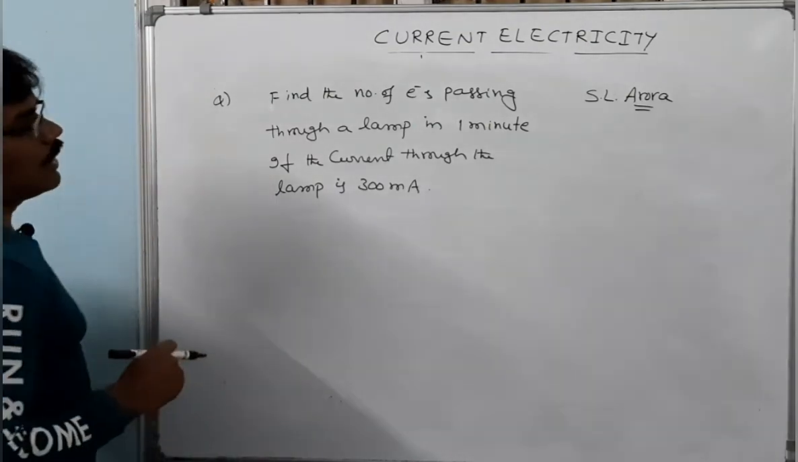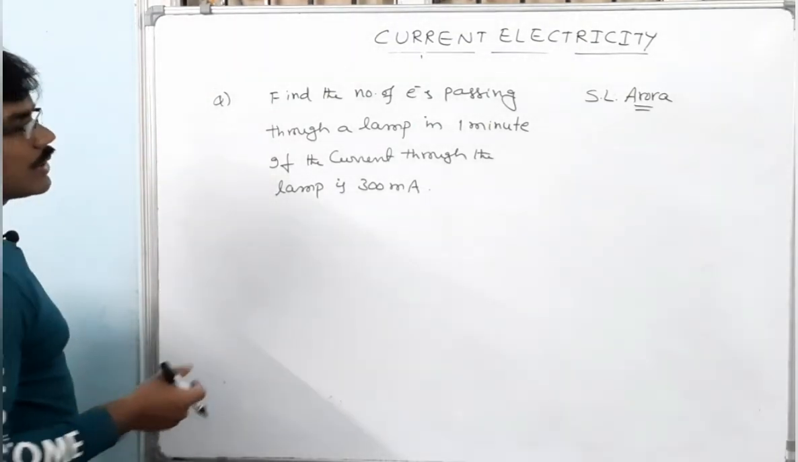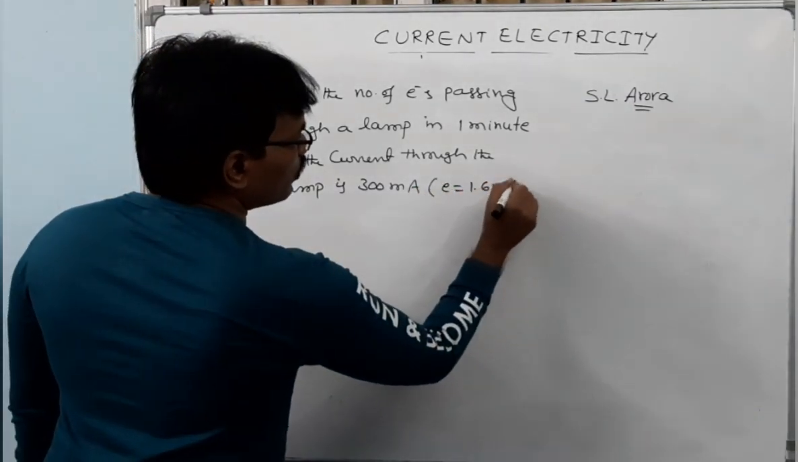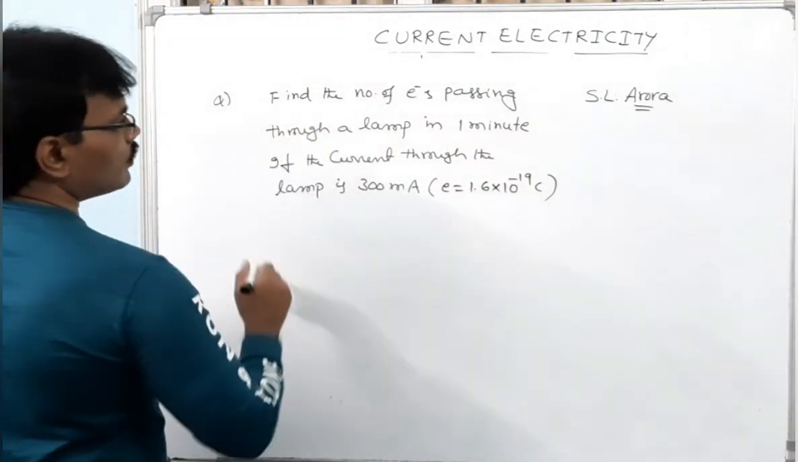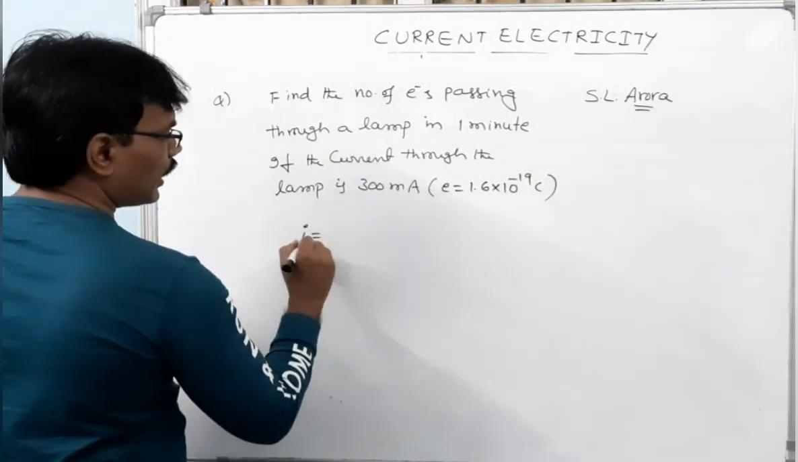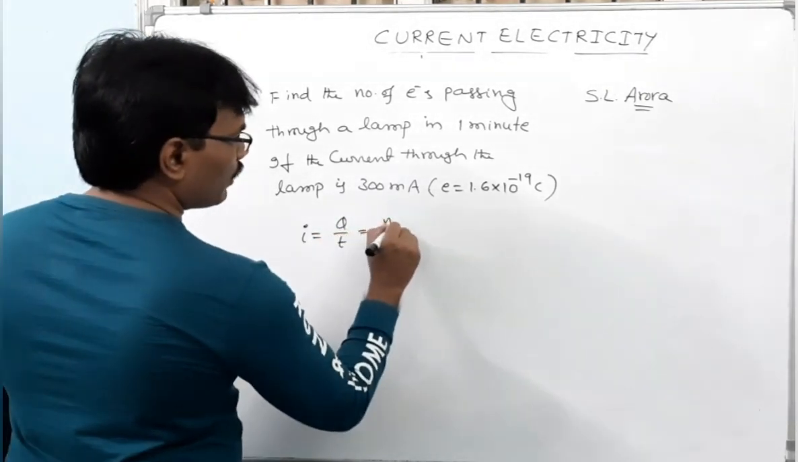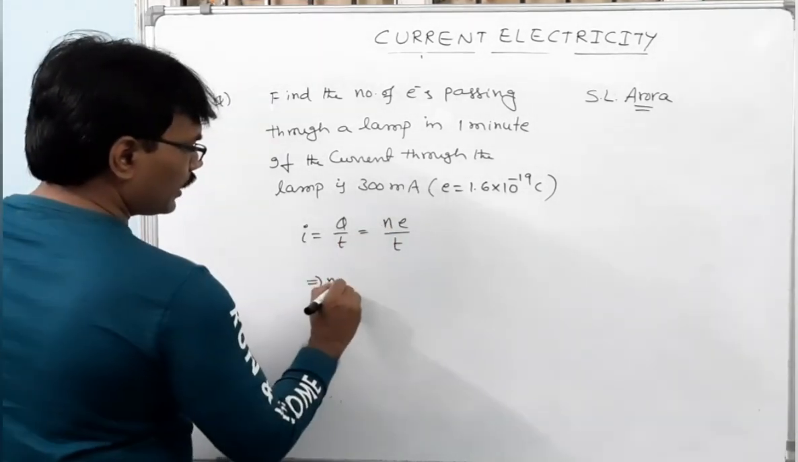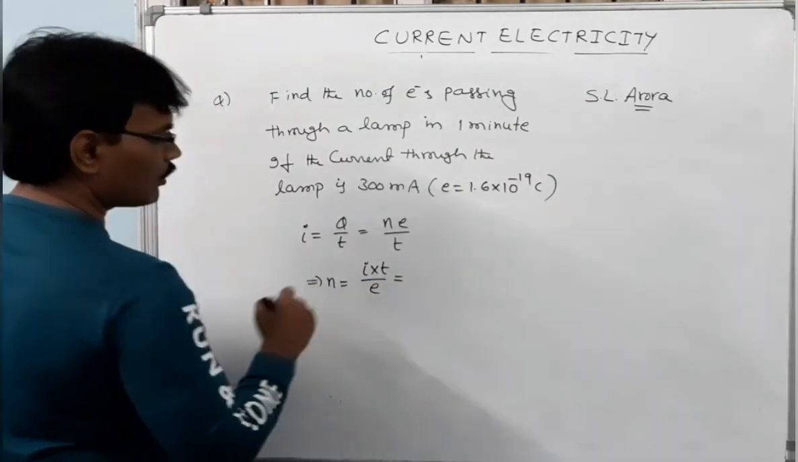Okay, so find the number of electrons passing through a lamp in 1 minute if the current passing through the lamp is equal to 300 milliamperes, given that electron charge is equal to 1.6 into 10 power minus 19 coulombs. So we should find the number of electrons. First of all, what is the formula? I equals Q by T, but Q is equal to number of electrons into charge of electron, divided by T. Now I should find N, so cross multiplying, I into T divided by E is equal to the number of electrons.